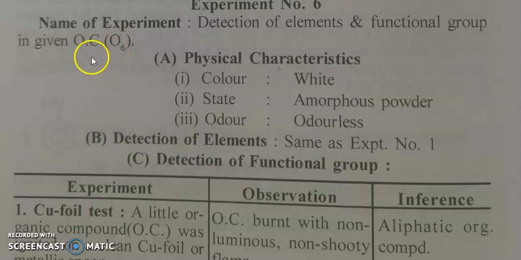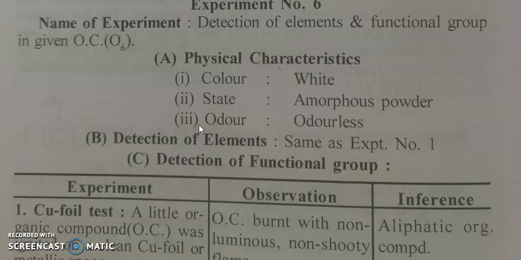Okay. So first, you have to perform the test for physical characteristics. For example, if the color is white, the state is amorphous powder, and the odor is odorless. So just write the color, state, and odor. That's all. This is the physical characteristic. Then you have to write the detection of elements. So how will you perform the detection of elements?